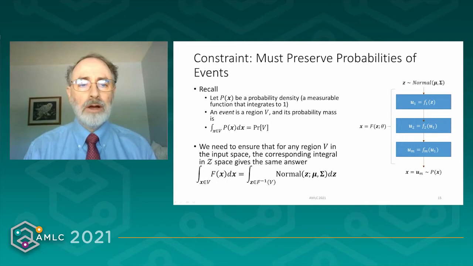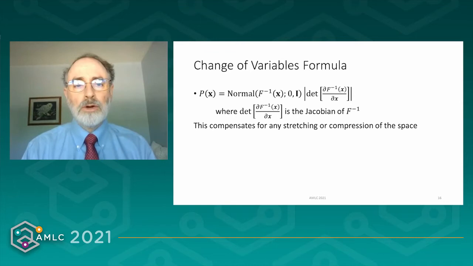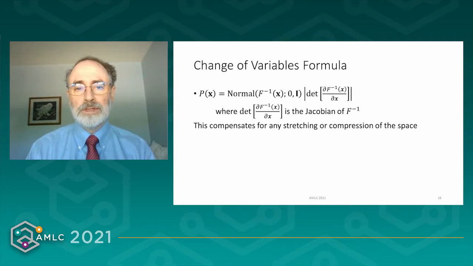If we have a probability density P of X, an event is going to be a region, and its probability mass will be integrating that density, that measure, over that region. And so we need to ensure that any region in the input space, the corresponding integral in Z space, at least maybe for small regions, gives the same answer. One way to achieve that is with the change of variables formula. If we calculate the determinant of the Jacobian of F inverse and use that to multiply the Gaussian, then we will know that the resulting function is a density, and this compensates for any stretching or compression of the space, at least point-wise.